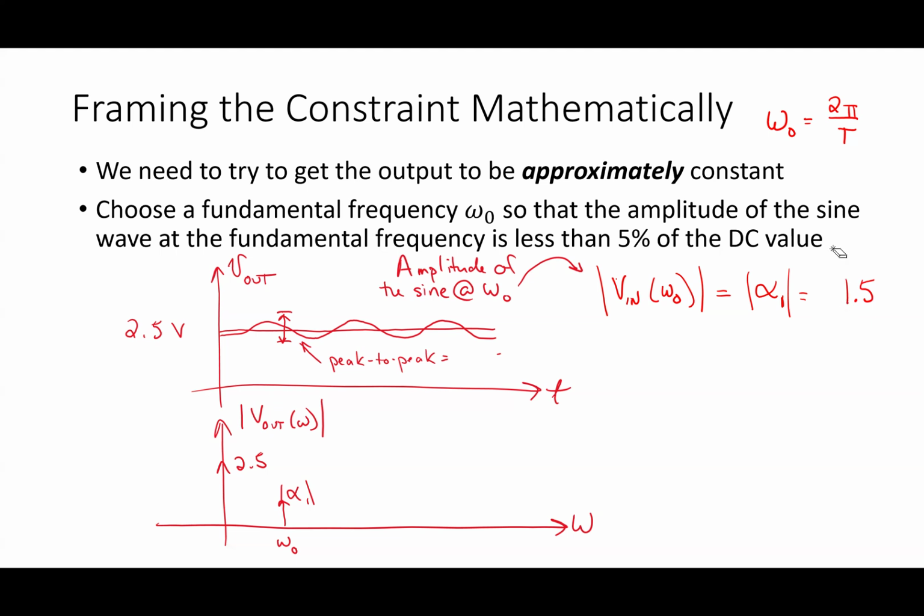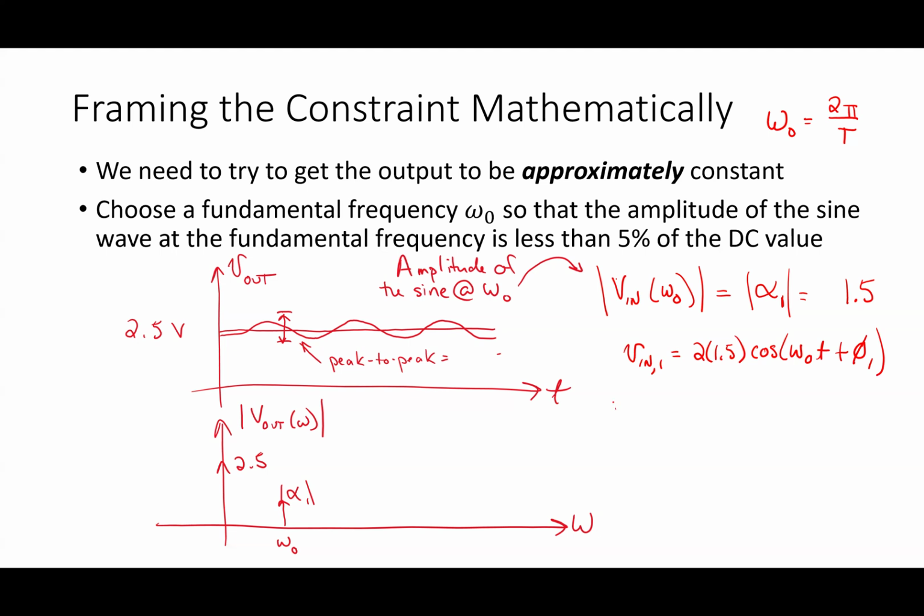Since I'm talking magnitudes, what's the sine wave in that particular thing? If I looked at Vn at the fundamental, that would be 2 times 1.5 times cosine of omega naught t plus some angle. I don't really care what the angle is. What I care about is the magnitude. So that's the magnitude of Vn. What I'm saying is I want to choose the fundamental frequency, so choose the value of omega naught, so the amplitude of the sine wave at the fundamental frequency in the output is less than 5% of the DC value.